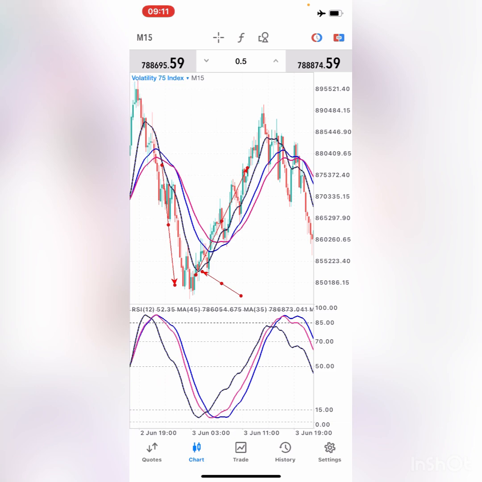And that's a very critical price point for us, right? That's where our entry is going to come from. This is now price action.